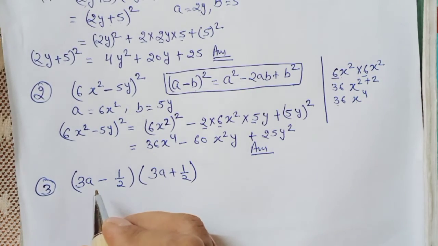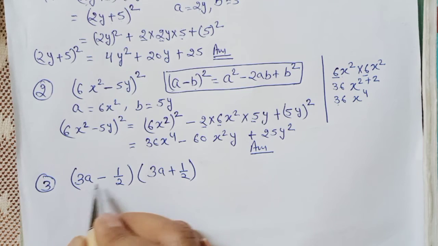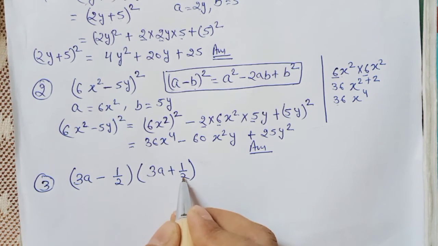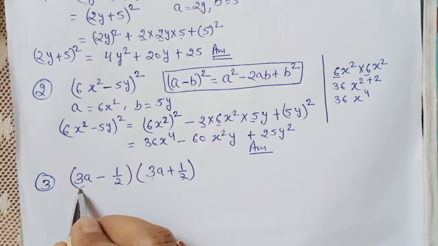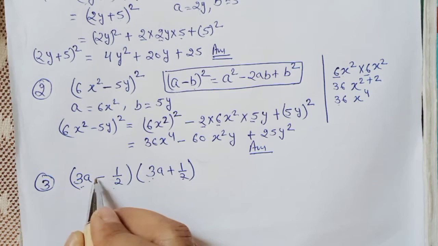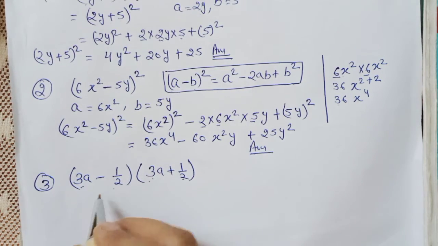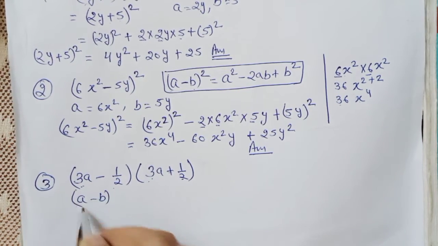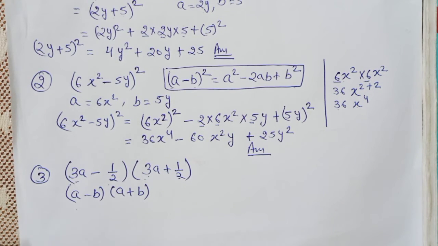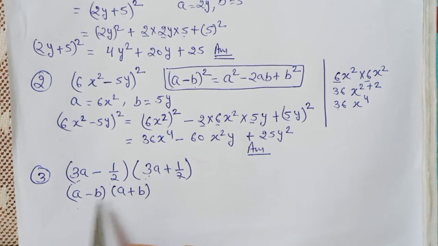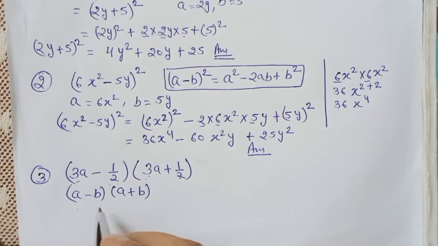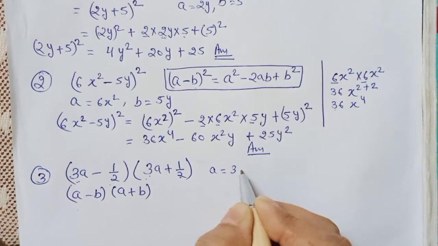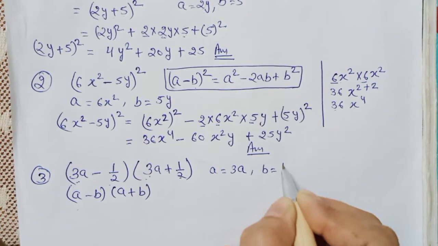Here we are taking another example: (3a - 1/2)(3a + 1/2). You can see both the terms are the same, but here we have two brackets with different signs. So this question is in the form of (a - b)(a + b). a is 3a and b is 1/2. Write down here what a is. a is 3a and b is 1/2.